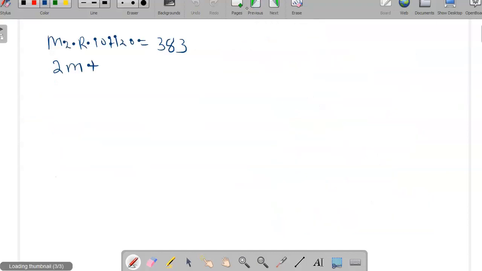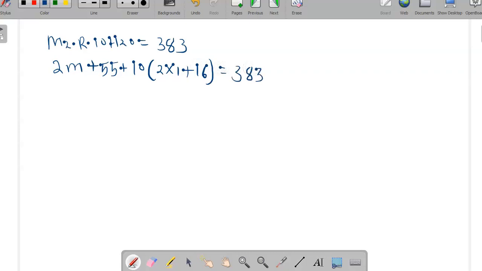R is 55. We have 1 R plus 10 open bracket. We multiply by 10 because it is 10 molecules of water. Hydrogen, we have 2 hydrogen times 1, plus 16 oxygen, is equal to 383. What have I done here? The value that we are looking for is 2M, and it has a value of 2, so you put the 2 in front and make it a coefficient. Yes, 2M plus R, the value of R is 55.